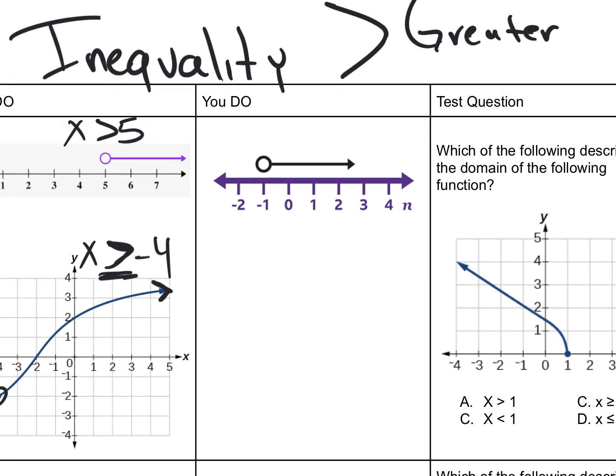This one's the same thing. I'm using n because that's what the graph has. My arrow is going to the right, so it's greater than. Open because there's no equal. It's open, and it's -1.